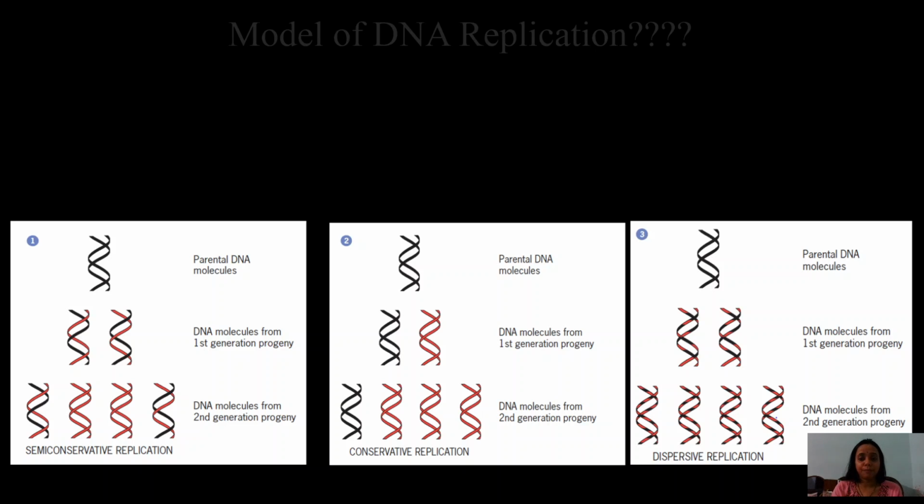So these three replicative models were given after the DNA structure was defined, because the next step was to identify how the DNA is replicating in organisms. But the answer to what exactly the mode of DNA replication is was given by Meselson and Stahl.